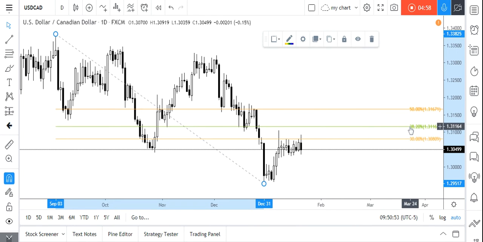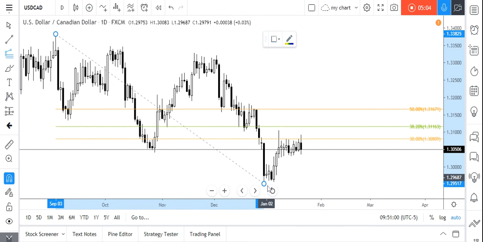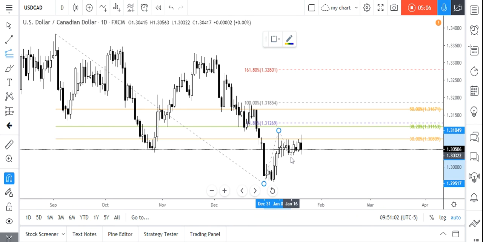So 38.2 is very near and not significant. 50% is significant because this will also coincide with the recent ABCD extension, and it will maybe coincide with ABCD 100. If we look at the ABCD 100, this 50% is 31.67, ABCD 100 is 31.85, so there is no big difference. Just 17 pips is the difference between these two levels, and this was a previous swing low. So maybe the next destination will be something around 31.67 or 31.85.